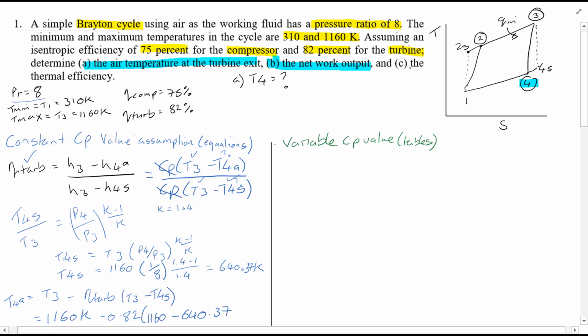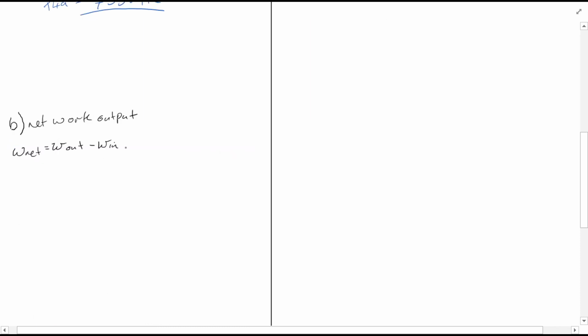Okay, so looking at part B, we're now interested in the net work output. What I didn't put on the diagram was work in and work out. Of course, the net work output is equal to the work out minus the work in. And since the work out is occurring between points 3 and 4 in the turbine, it's equal to H3 minus H4.